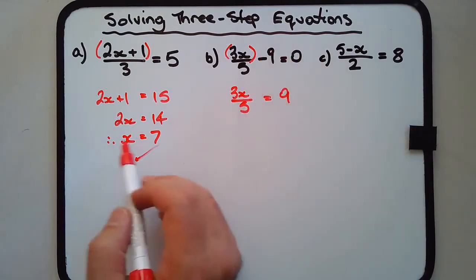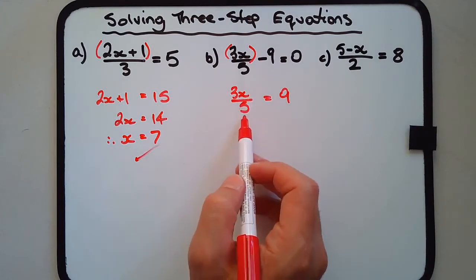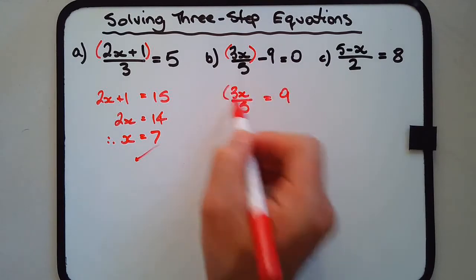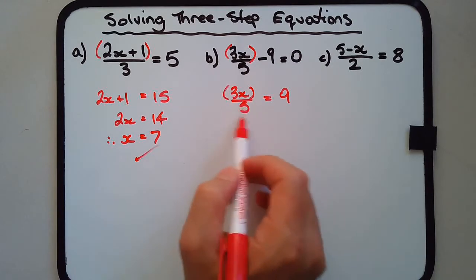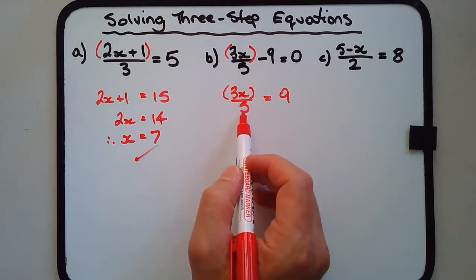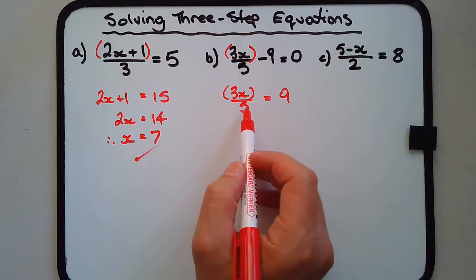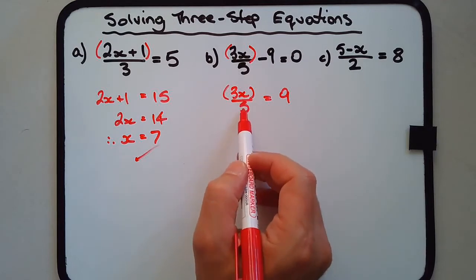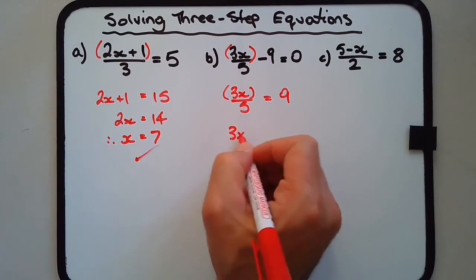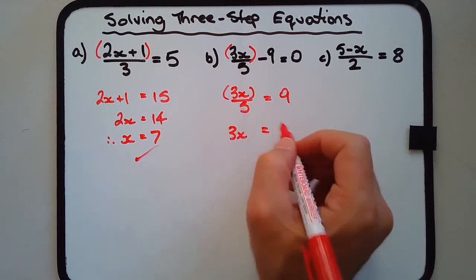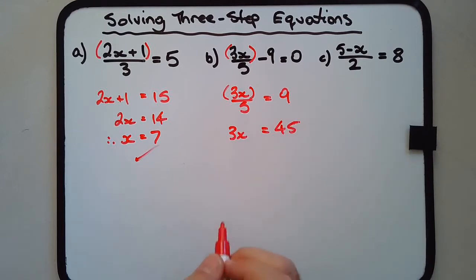Now it becomes a two-step equation. 3x divided by 5 equals 9. Remember that there are still brackets around the numerator. So in other words, the next number we move over is this division by 5. Divide by 5, move it over, it becomes multiplication by 5. So 3x is equal to 9 times 5 is 45.